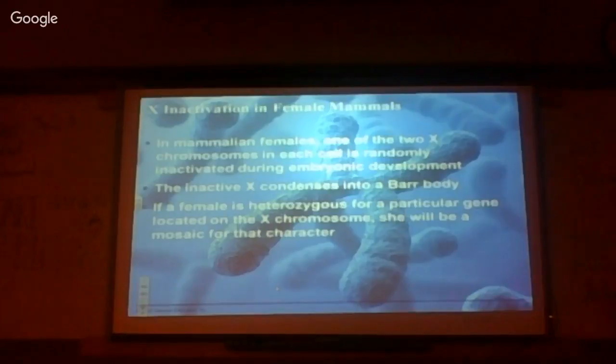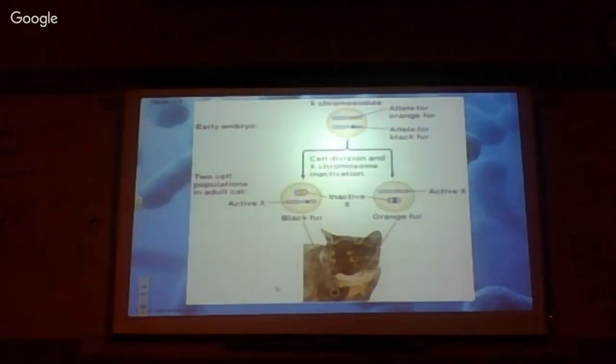But if you're heterozygote, on the other hand, and that gene is located on the X chromosome, and one of those X's is turned off, and the one X that is turned off has the recessive allele, and in other cells, the dominant allele is turned off, then you have what we call a mosaic character. And the cool thing about that is you can see that in calico cats.